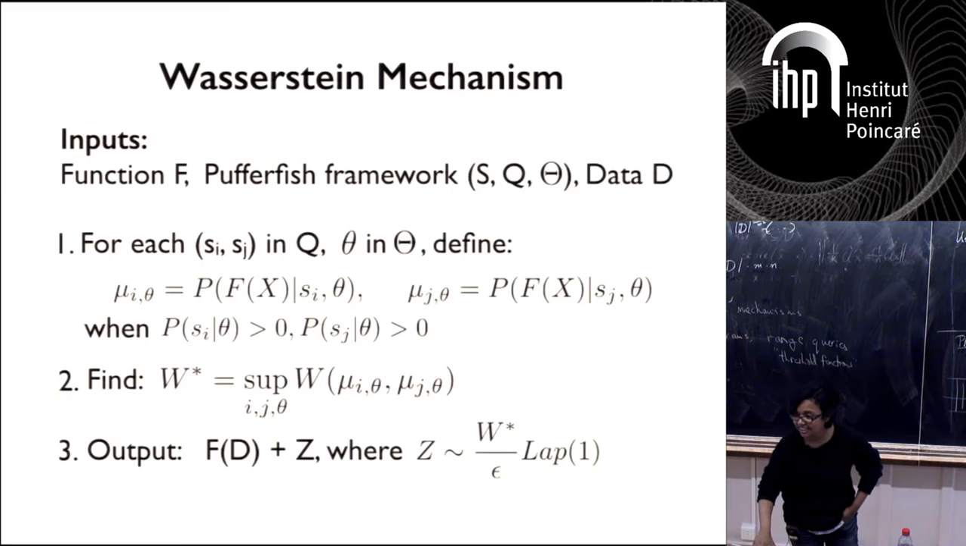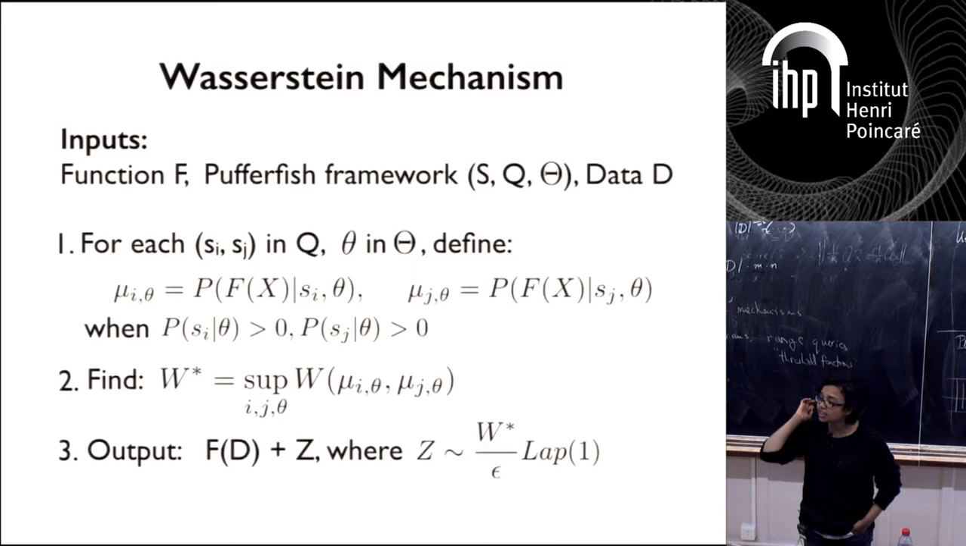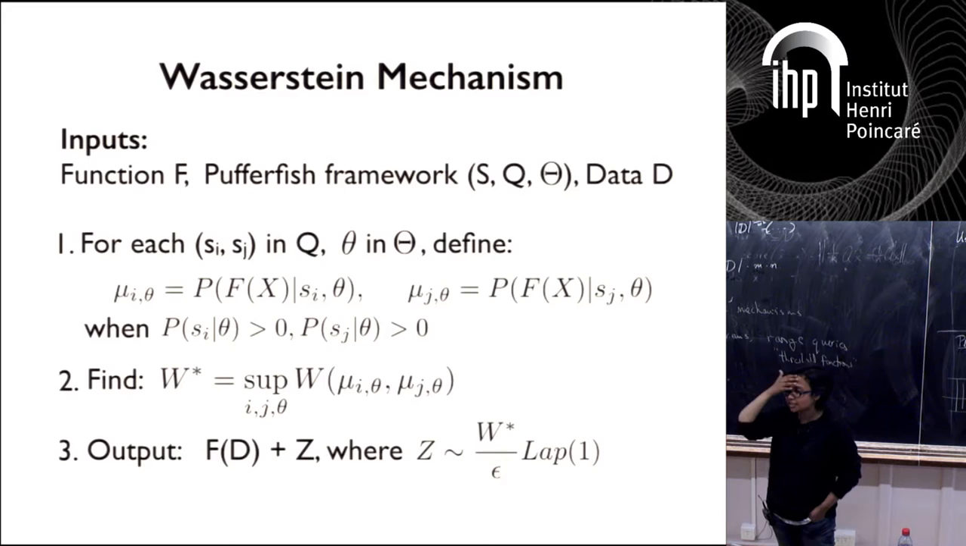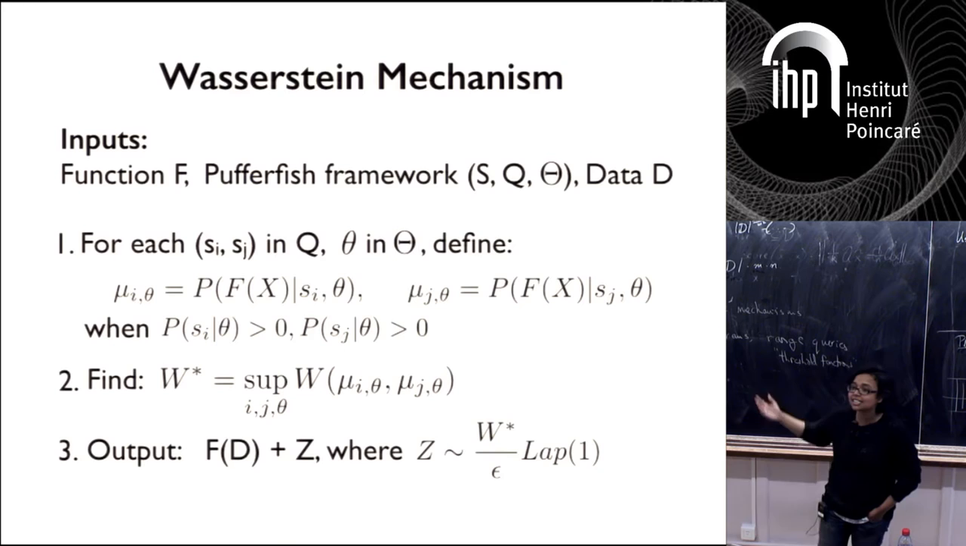Here again, you're just assuming. Any reason to use the plus versus something else? Sorry? Why are you adding the plus ones? Well, you can add staircase noise also, right? But this is simple. It's the analog of the global sensitivity mechanism.